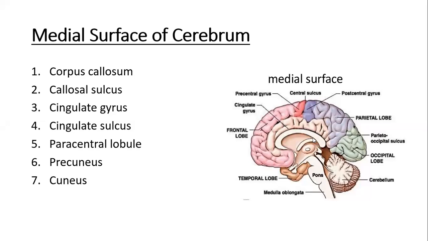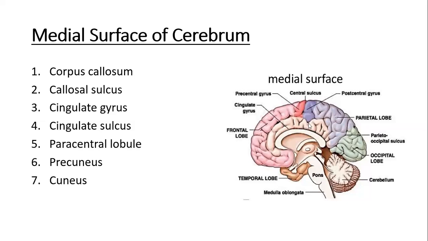Over the undersurface of the almost posterior aspect or end of the corpus callosum lies the fornix, which is a very important nerve fiber bundle that is a very important pathway for the limbic system.